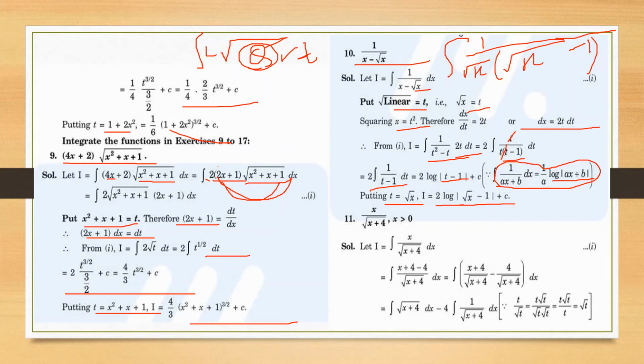And the second way is you can put this root x minus 1 as t. Okay. Then comes number 11. Number 11 is also of the form linear under root linear.